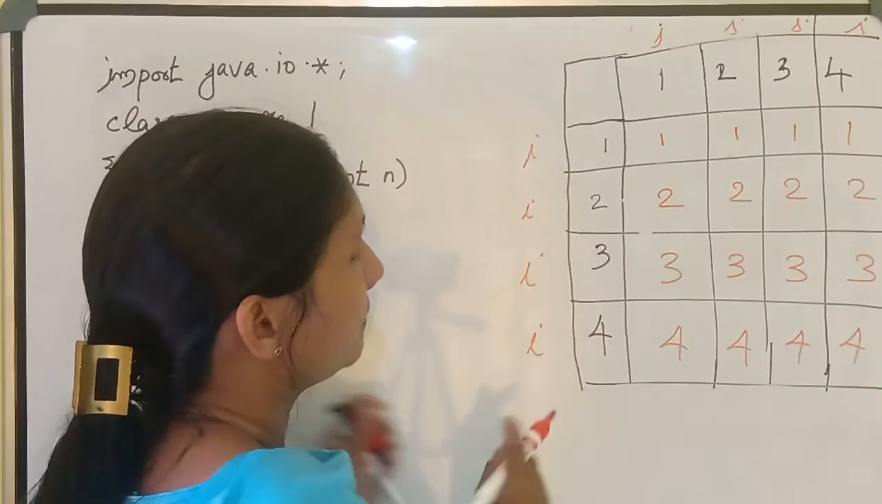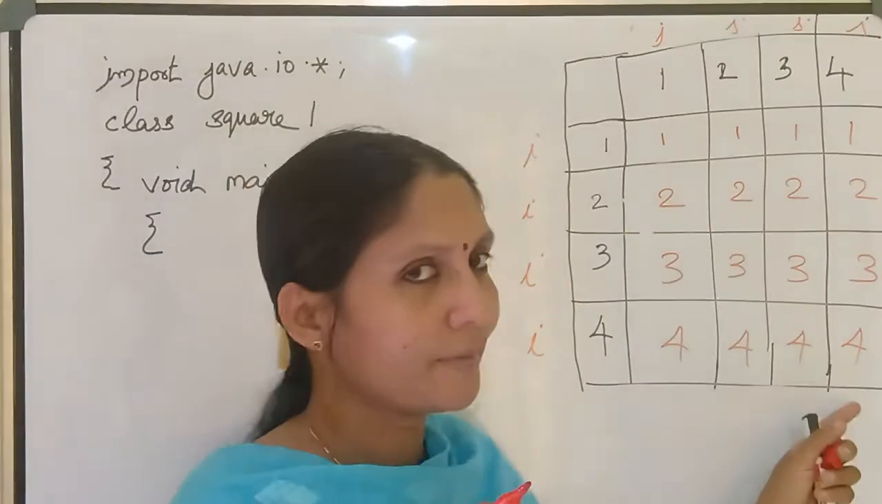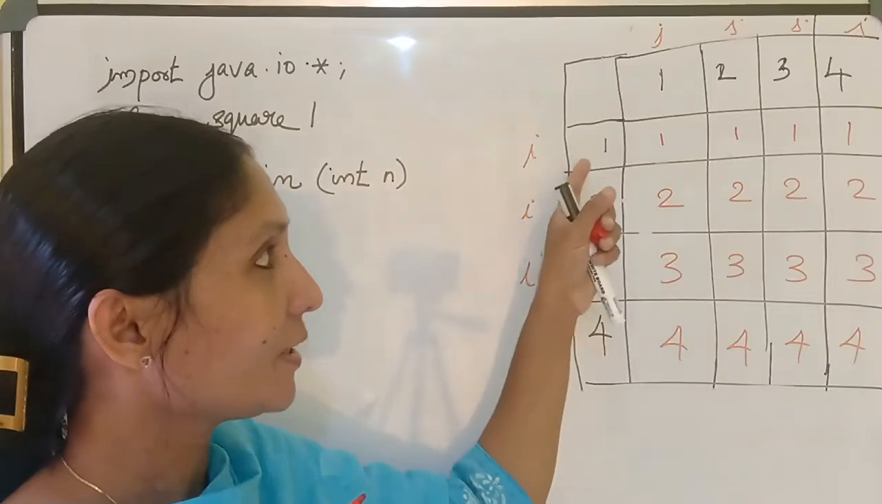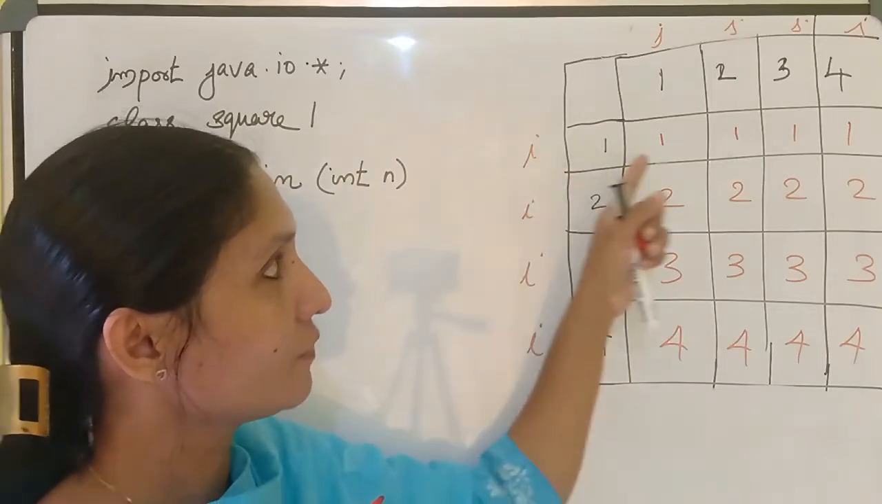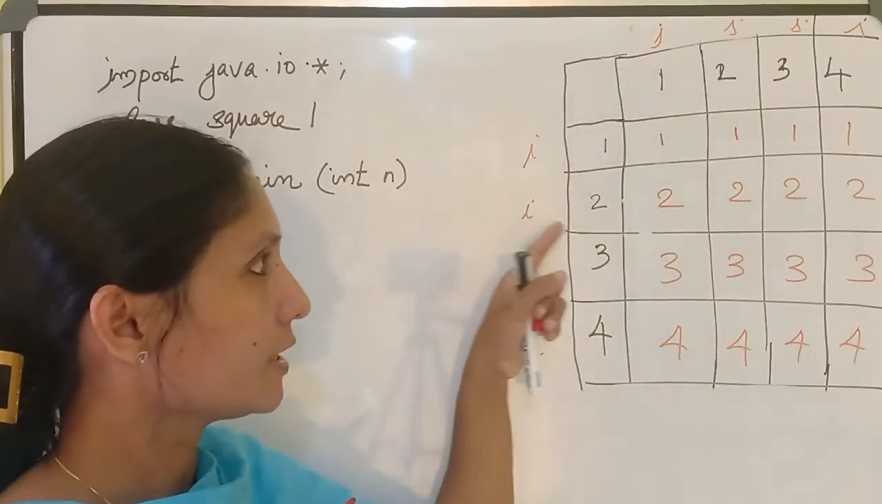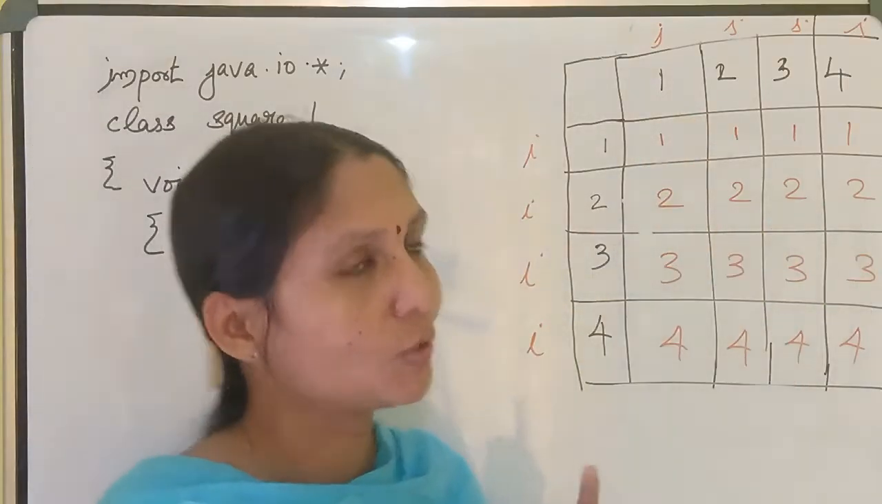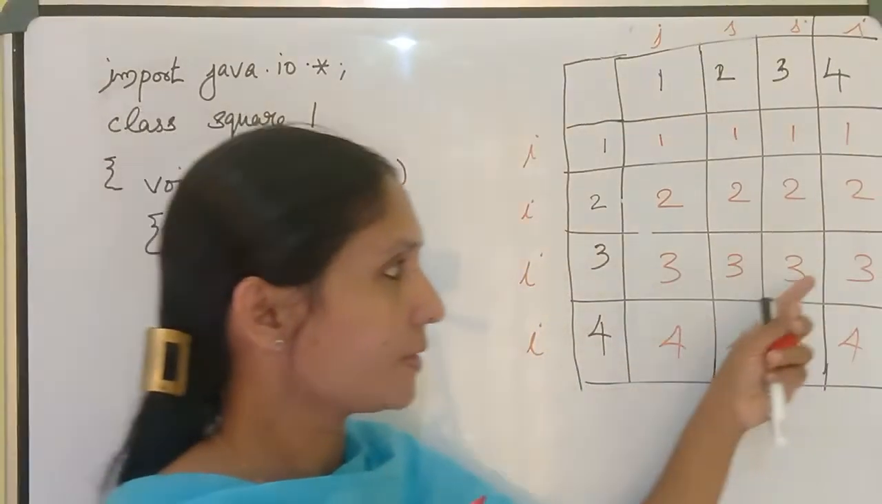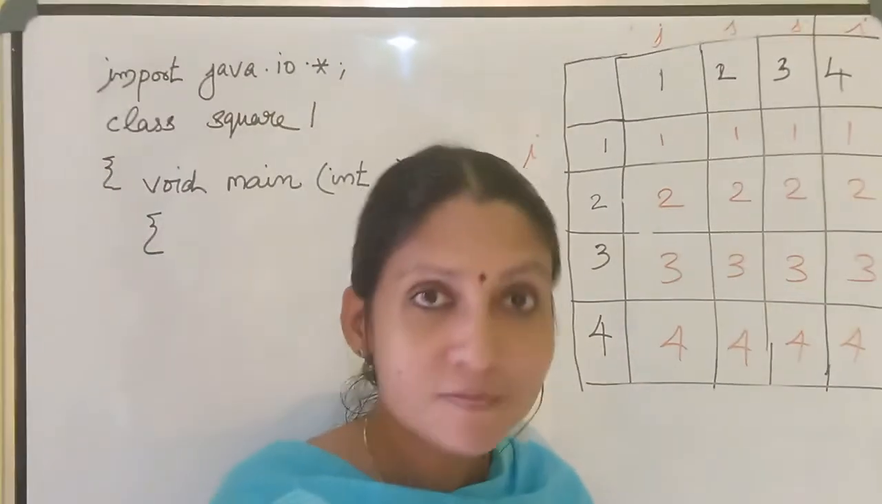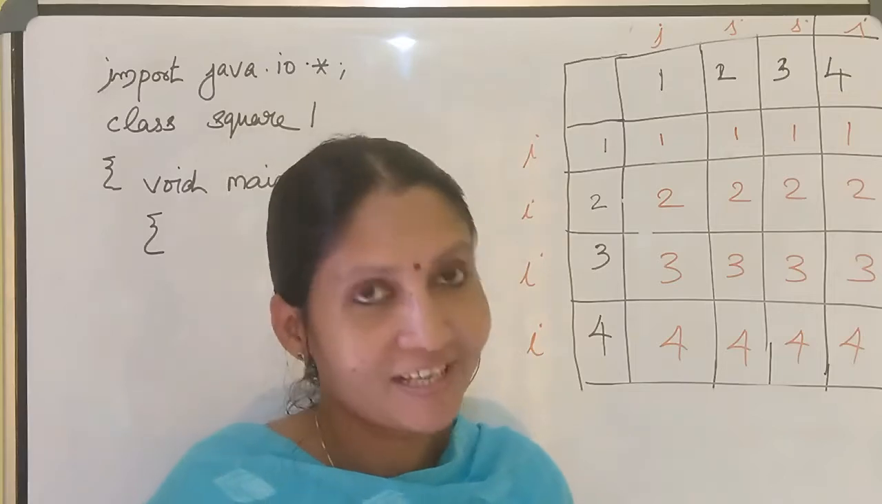What's the element, you know? Same as the row number. When the row is 1, that means i is 1, we are printing the element as 1. When the row is equal to 2, we print 2. When the row is equal to 3, we print 3. When the row is equal to 4, we print 4. Then easily we can write the logic.